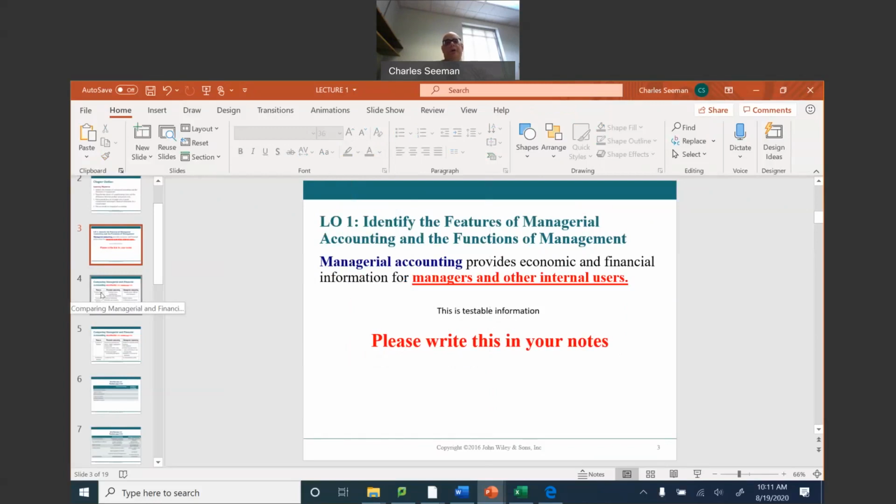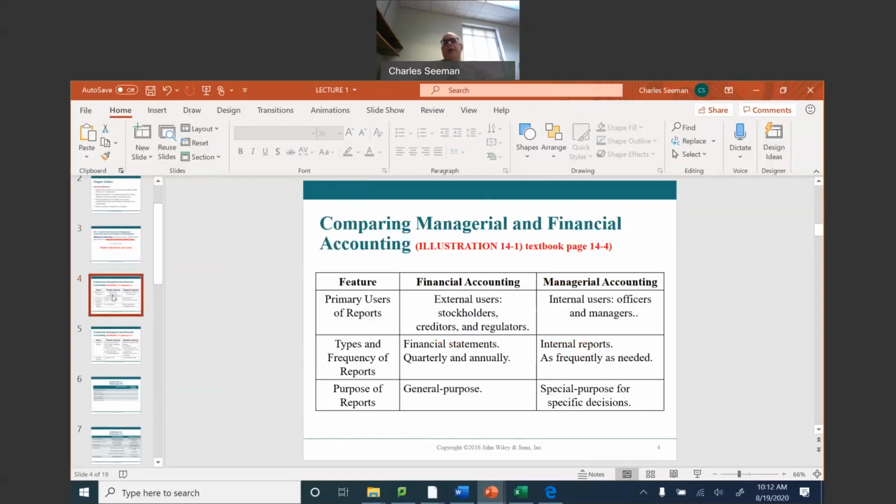Okay, moving on. By the way, I will make these slides accessible to you on Canvas. So, comparing managerial and financial accounting. This is illustration 14-1 in your textbook, page 14-4.